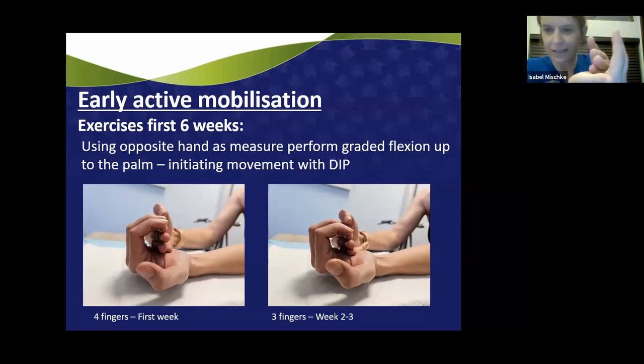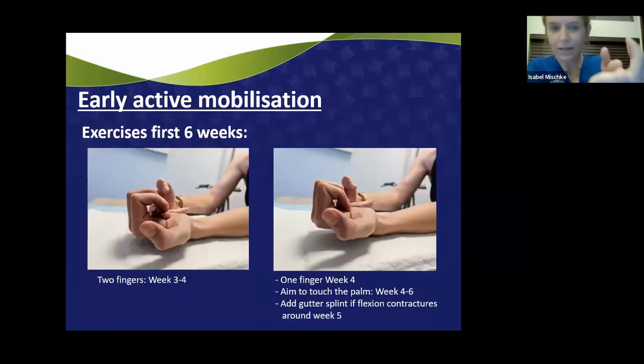So then there's 3 fingers. And you tell your patient to bend up to 3 fingers. The following week, up to week 3 to 4, you can flex up to 2 fingers. And then lastly, week 4, you can tell the patient to bend up to 1 finger, or at 4 to 6 weeks, they can try to make a full fist inside their splint.